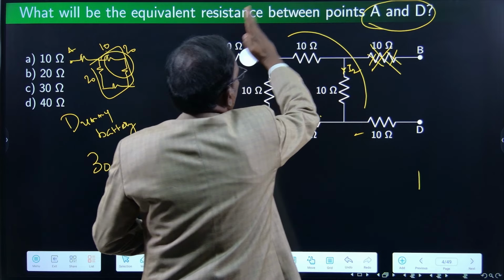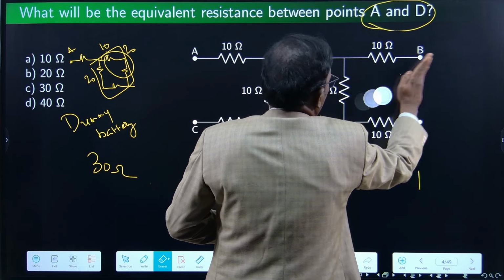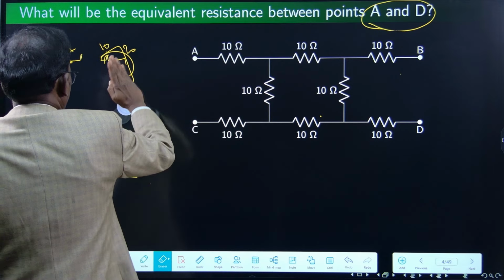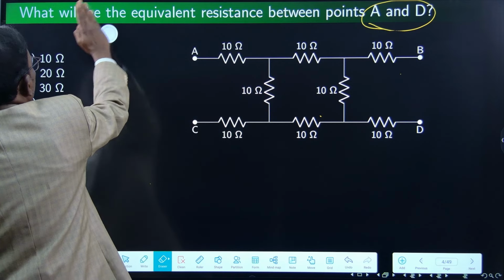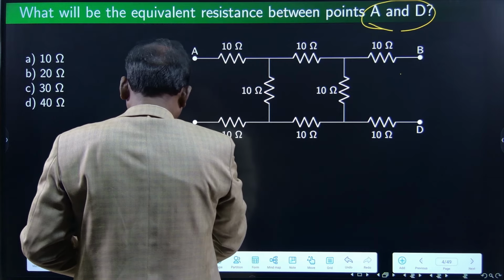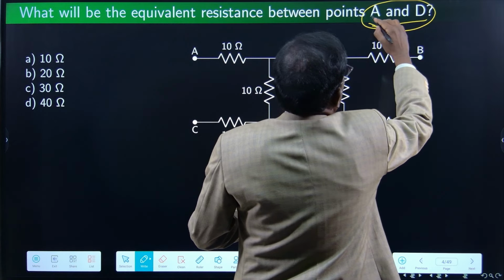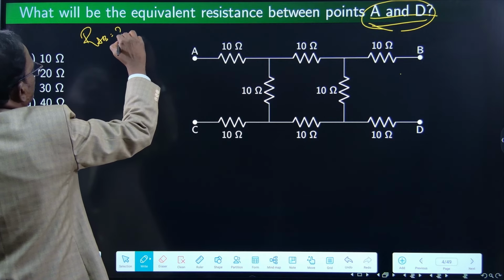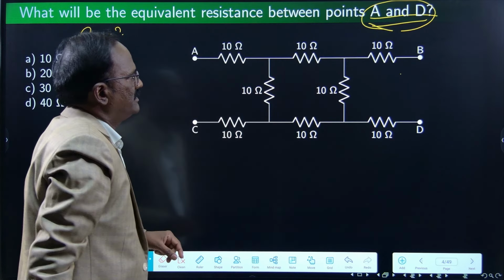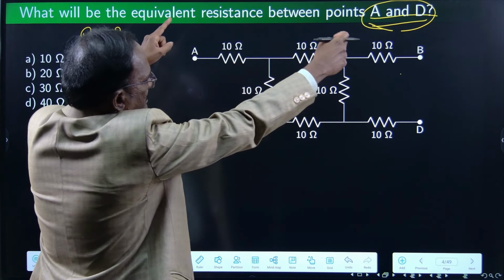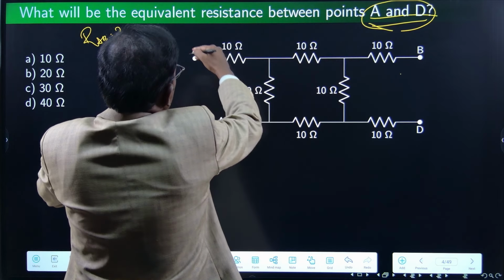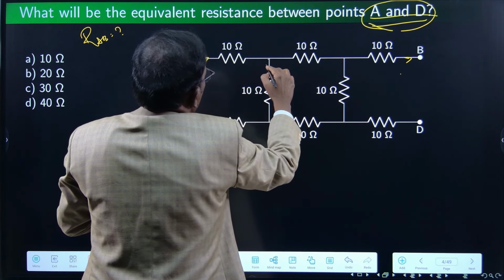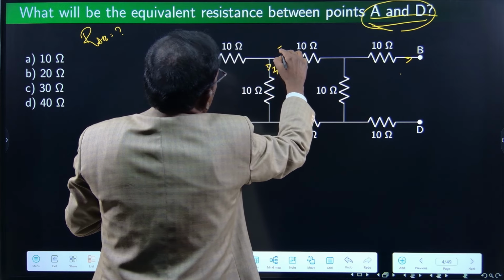What will be the answer if RAB is asked? In this problem, it is 30 ohms. Okay, it is over. If the question is, instead of A and D, what is RAB? So you will assume a battery is connected between A and B. Current enters A and leaves B. The current is dividing as I1 and I2.